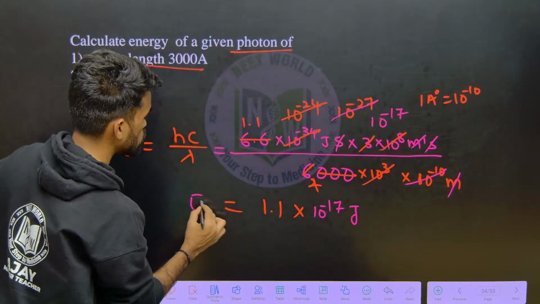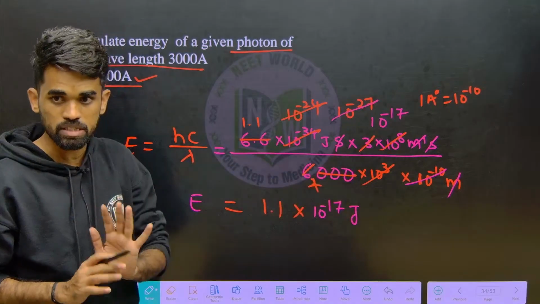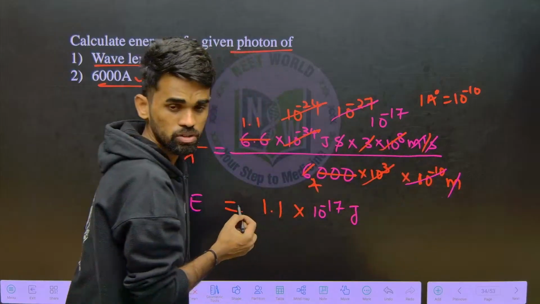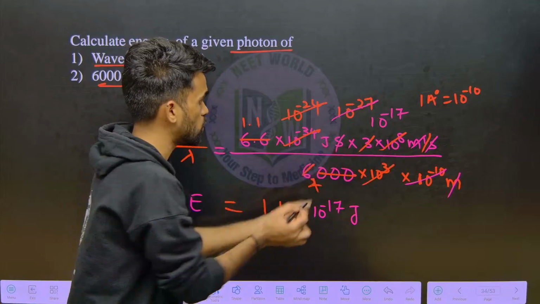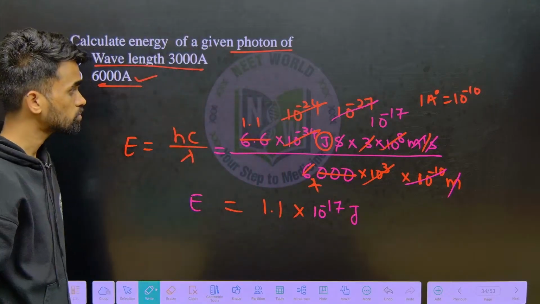So any excess unit should not remain. If it is there, it means you are doing something wrong here. See, second per second cancelled out, joule is as it is, meter cancelled out, we are remaining with only one unit. Joules is a unit of energy. Clear now?